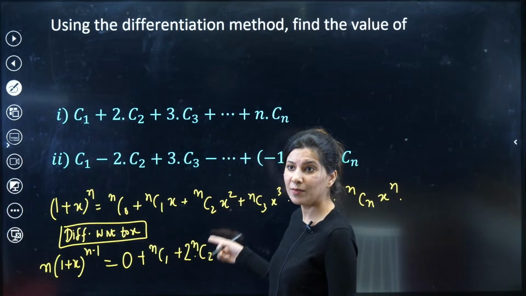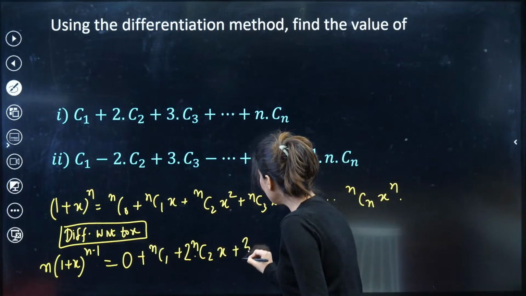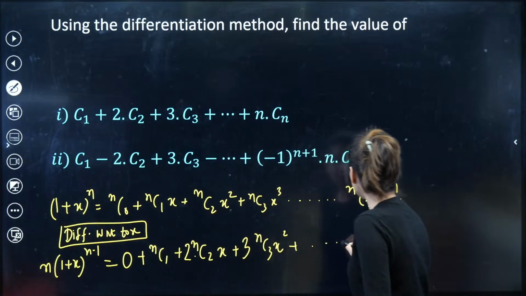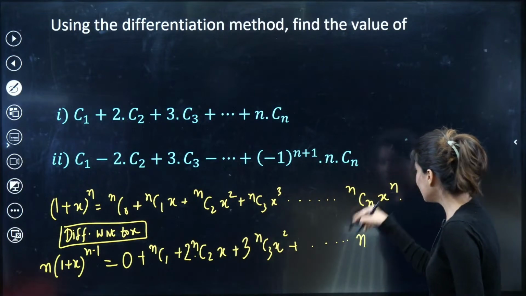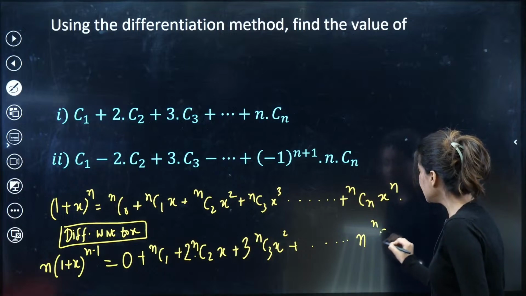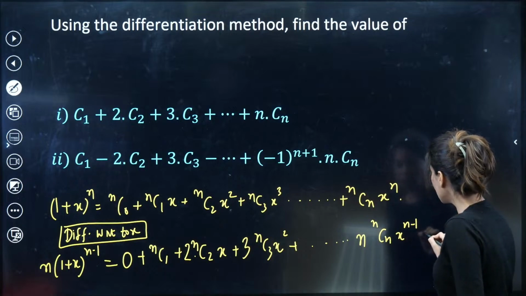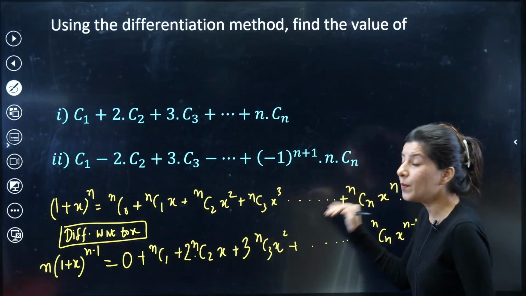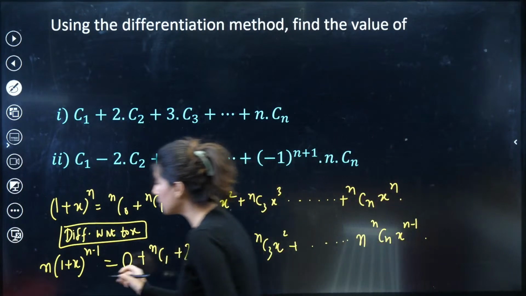X square derivative will be 2x. X cube derivative will be 3x square. And NC3 is a constant. And all the way up to last, n will be coming in front: NCn x raised to power n minus 1. That's it. Derivative done.